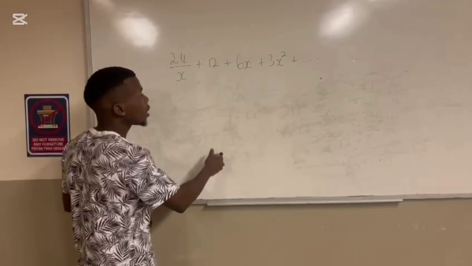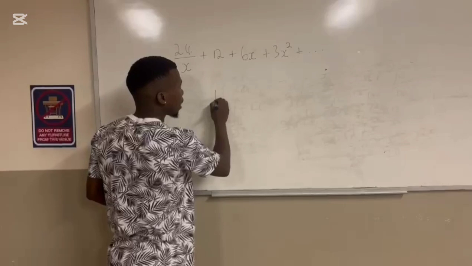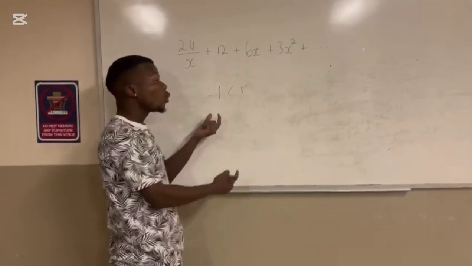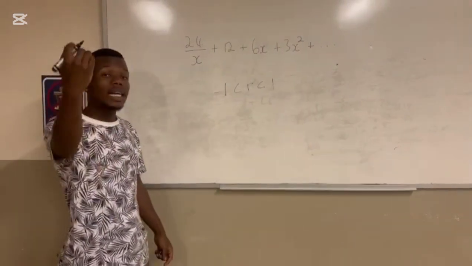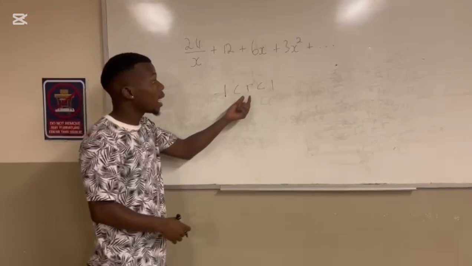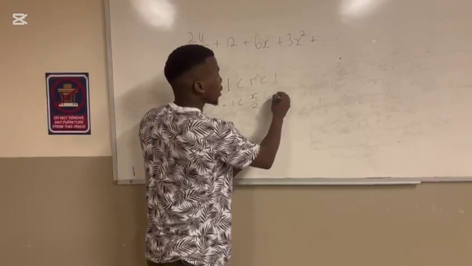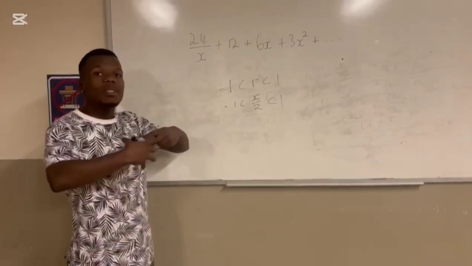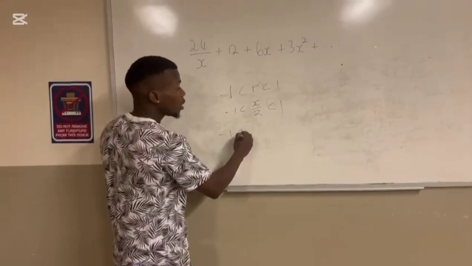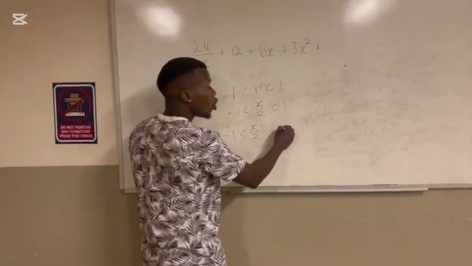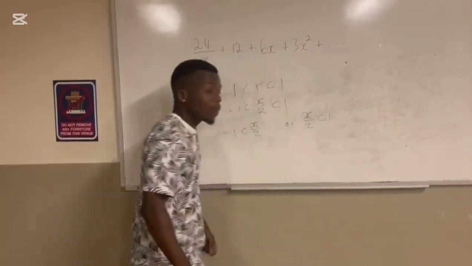Let's write that. We are saying that r must lie between negative 1 and positive 1. Remember what is my r? We have calculated my r in the first session. My r was equal to x over 2, which is less than 1. I can split this inequality: minus 1 is less than x over 2, or x over 2 is less than 1.